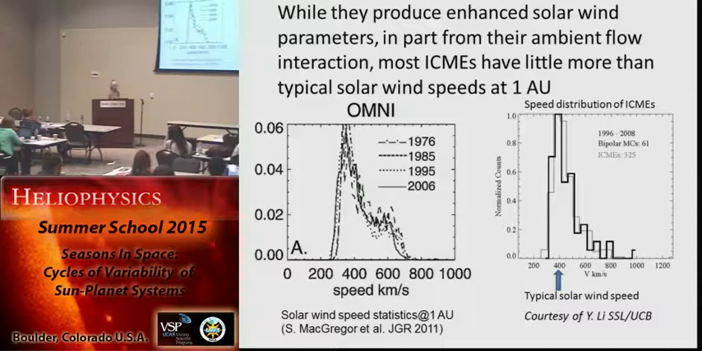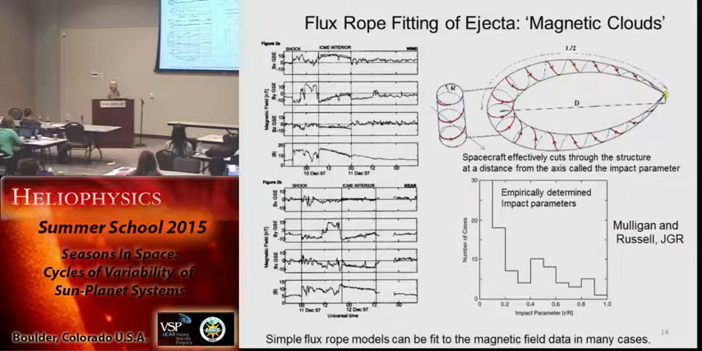This was just reiterating the fact that if you look at the OMNI statistics of speed, where most of this is, at least at quieter times, is solar wind. A lot of the ICMEs are at solar wind speed. So the large, fast events are pretty rare. There are many more ICMEs than you hear about, because a lot of them are moving pretty much with the solar wind. And sometimes it's hard to distinguish them from the stream interaction regions.